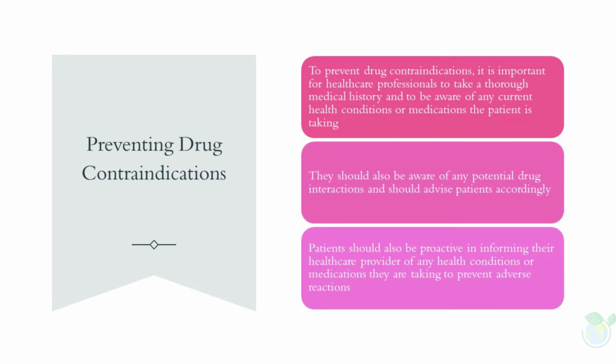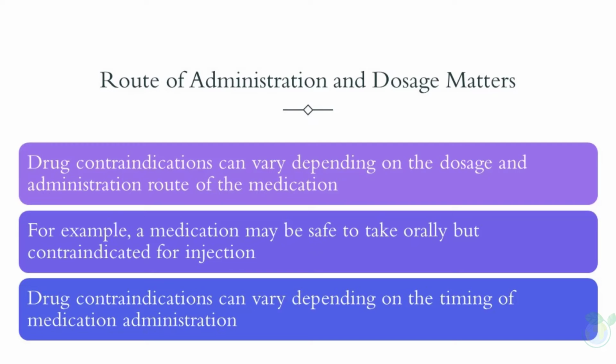Preventing drug contraindications. To prevent drug contraindications, it is important for healthcare professionals to take a thorough medical history and to be aware of any current health conditions or medications the patient is taking. They should also be aware of any potential drug interactions and should advise patients accordingly. Patients should also be proactive in informing their healthcare provider of any health conditions or medications they are taking to prevent adverse reactions.